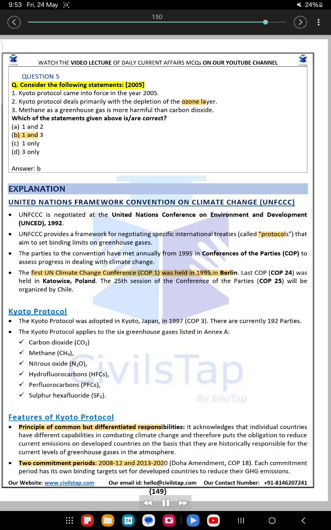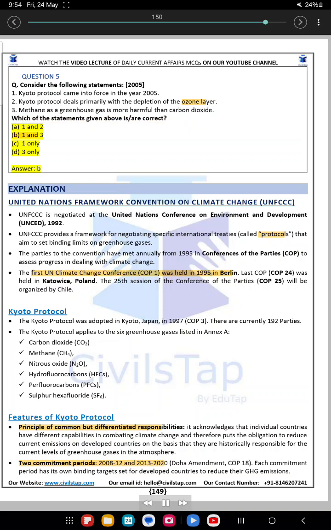Question 5. Consider the following statements. 1. Kyoto Protocol came into force in the year 2005. 2. Kyoto Protocol deals primarily with the depletion of the ozone layer. 3. Methane, a greenhouse gas, is more harmful than carbon dioxide. Which of the statements given above are correct? A. 1 and 2. B. 1 and 3. C. 1 only. D. 3 only.